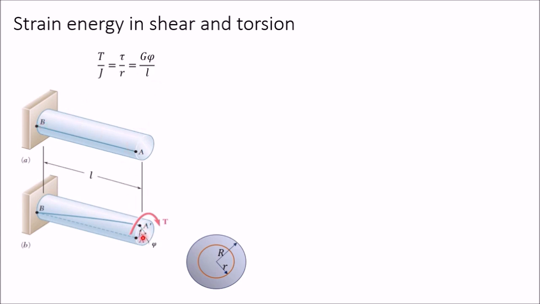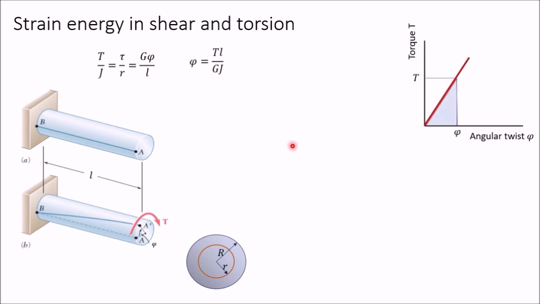Phi is the angle of twist. This angle of twist is phi. L is the length of the bar. From this relation, you can see that phi is equal to TL divided by GJ. You can see that L, G and J are constant for a particular shaft. That means phi and T are linearly related to each other. So if you plot a curve between this angle of twist and torque, you will get a straight line.